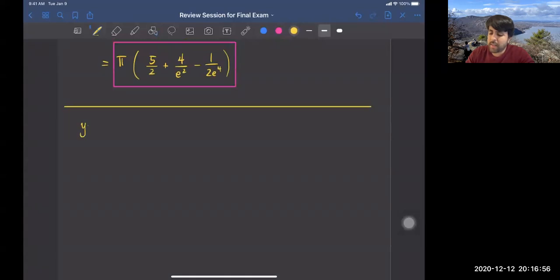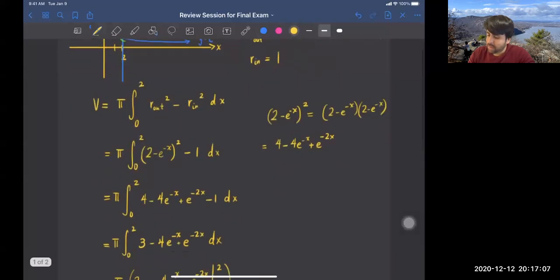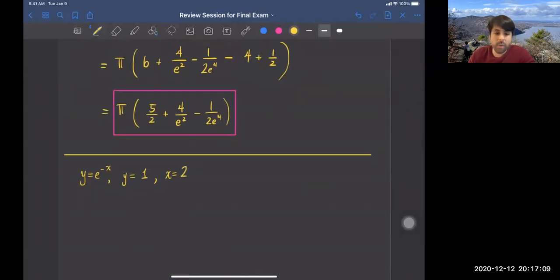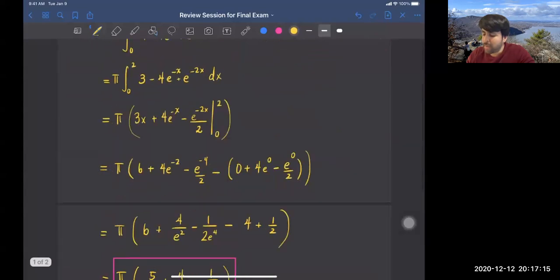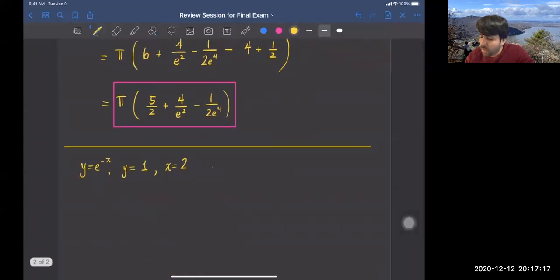So I'm going to set the same equations, right? Y equals e to the negative x. Y equals, what is it, 1? And x equals, what was it? X equals 2, right? Now, instead of rotating or revolving the sketch around y equals 2, why don't we say y equals negative 2? What's the difference about y equals negative 2?